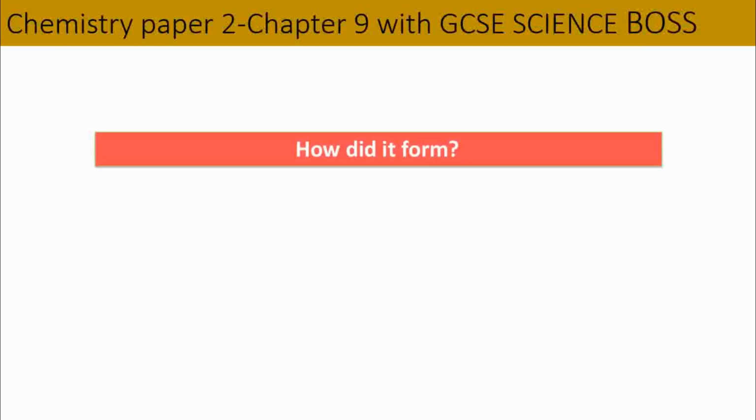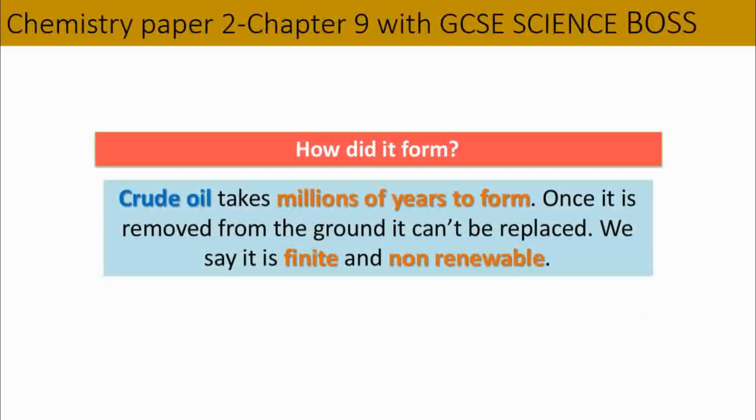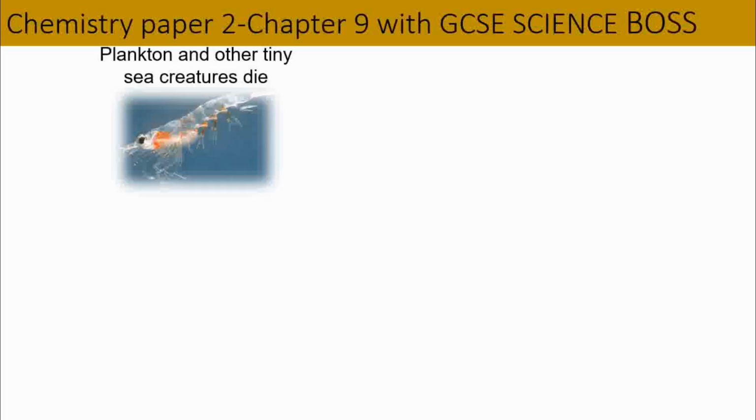Good. Now, where did all of this crude oil come from? Now, crude oil takes millions of years to form, okay? Good. And it is currently running out, all right, because we're using it faster than it can be replenished, and we say that it is a finite resource, or a non-renewable resource.